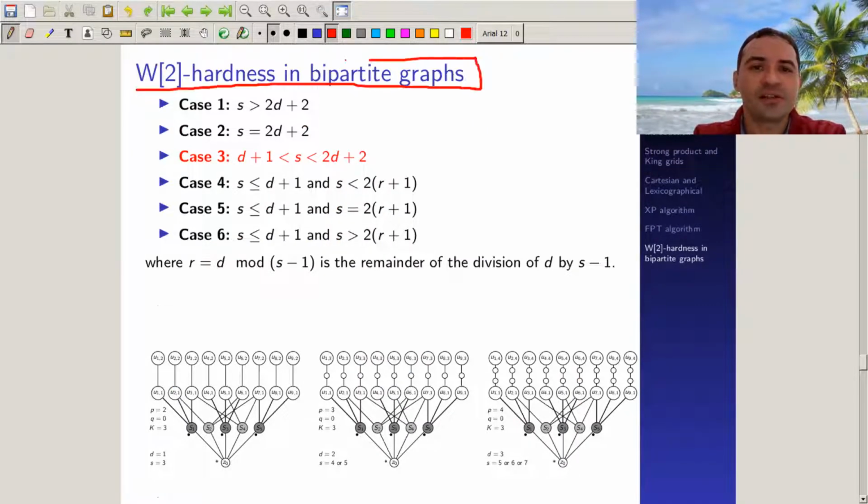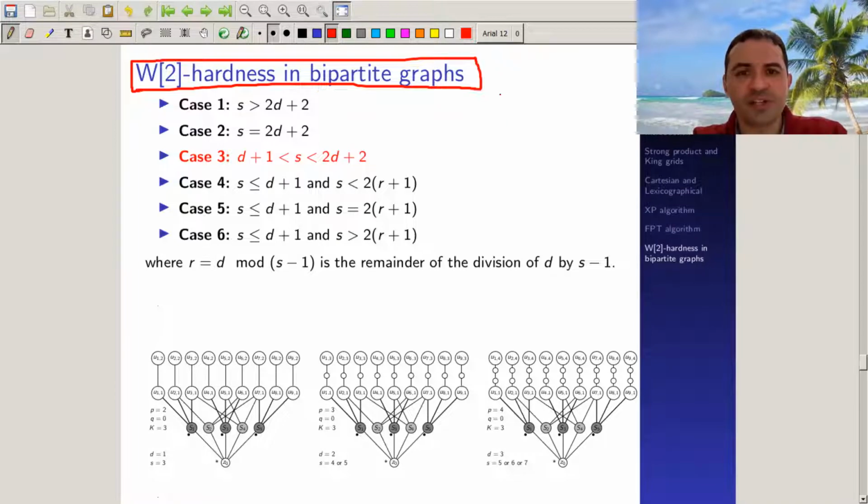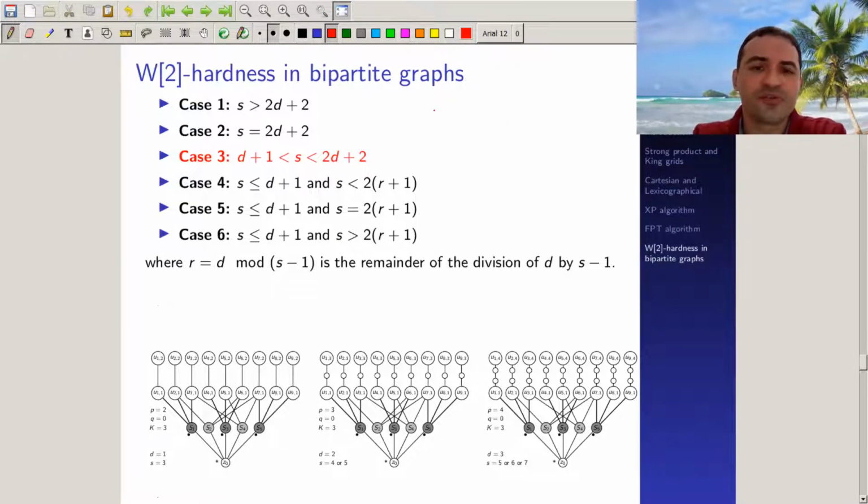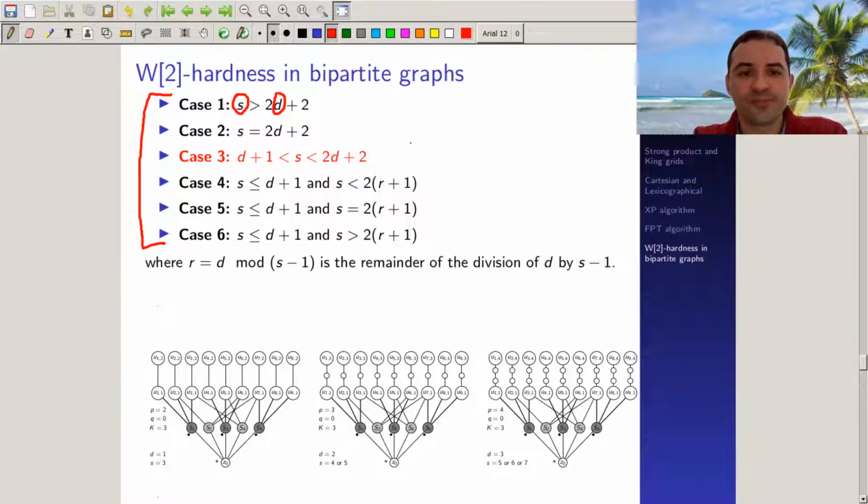Finally, we extend our hardness result from 2018 to bipartite graphs. This is a very, very technical result. It's a reduction from the set cover problem, which is divided in 6 cases. For example, case 1, when the spy speed is greater than 2D plus 2, the surveillance distance. Case 2, when it is equal to 2D plus 2. And case 3, when it is greater than D plus 1 and smaller than 2D plus 2.